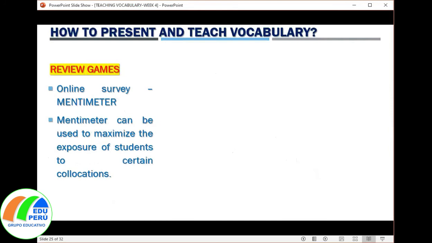Another one is the service. Here I'm going to present you or give you this idea using an online service. We have different pages to make it an online service. One of them is the Mentimeter. Mentimeter can be used to maximize the exposure of students to certain collocations.